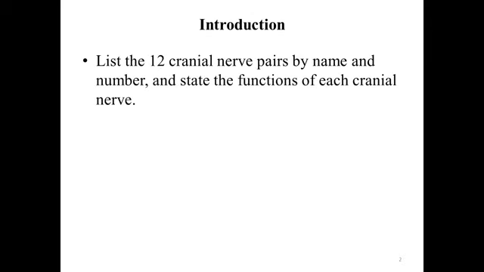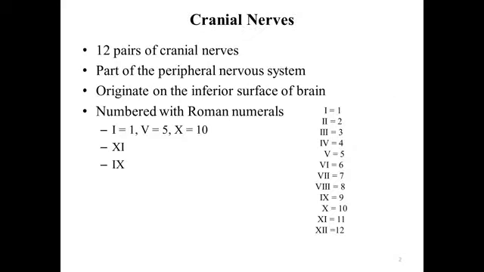Learning the cranial nerves. In this lecture, I provide tips on learning the cranial nerves by name, number, and function. The 12 pairs of cranial nerves are part of the peripheral nervous system. The brain and spinal cord compose the central nervous system. The cranial nerves originate on the inferior surface of the brain.